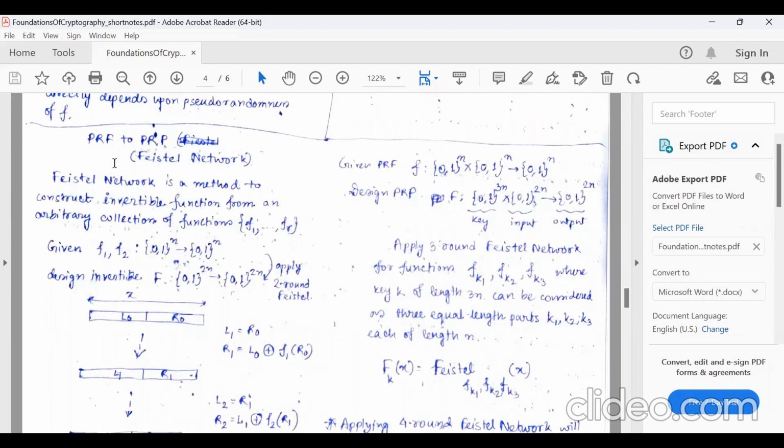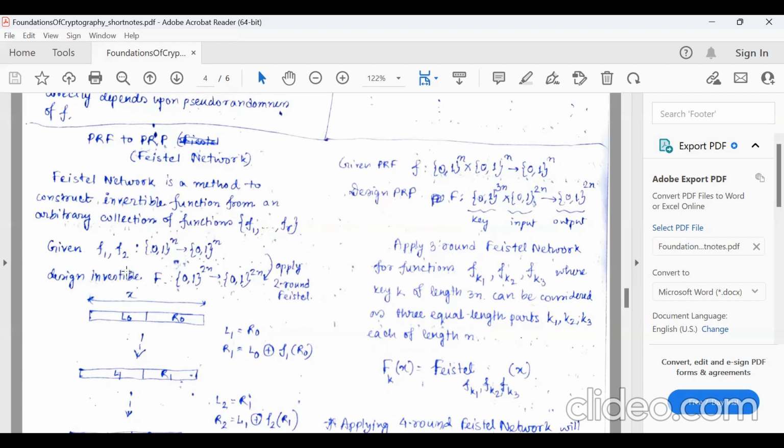Next is the construction of PRP from PRF. So you are given some PRF and you want to get a secure PRP from that, and for that you internally use a construction called the Feistel network. Feistel network in general is a method to construct an invertible function from an arbitrary collection of functions. These functions need not be invertible, and neither do they need to be PRFs, but we will use this network for our construction of PRP from PRF.